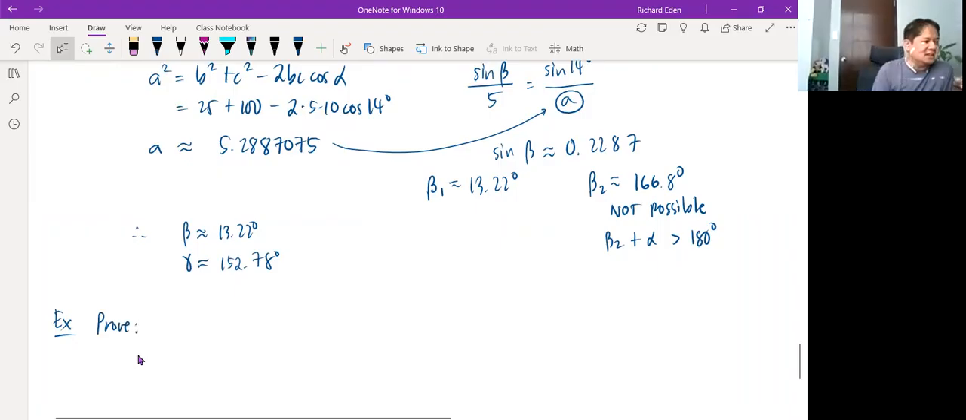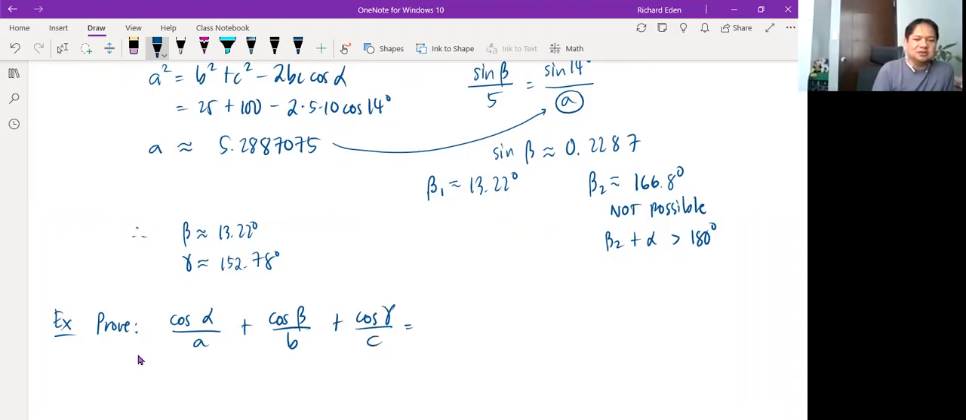Alright, kasi matagal na tayong hindi nagpo-prove. Prove that cosine alpha over A plus cosine beta over B plus cosine gamma over C is equal to A squared plus B squared plus C squared over 2ABC in any triangle.